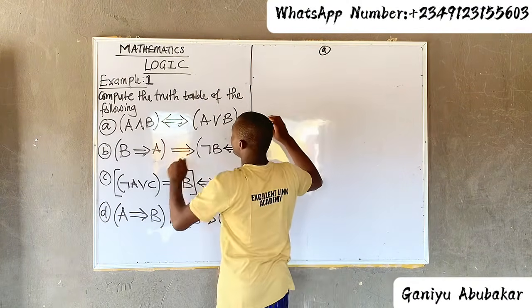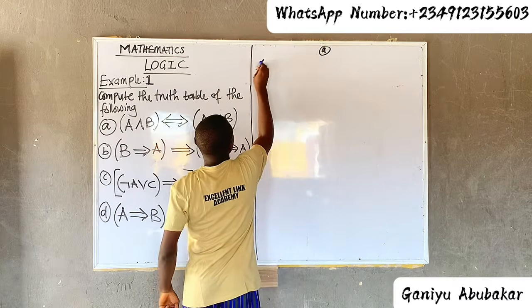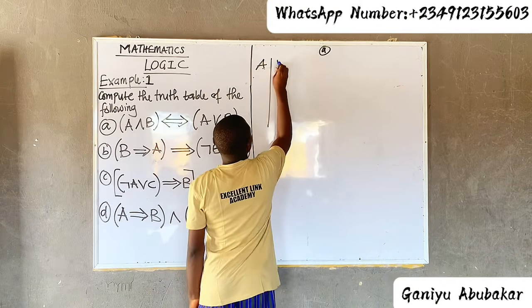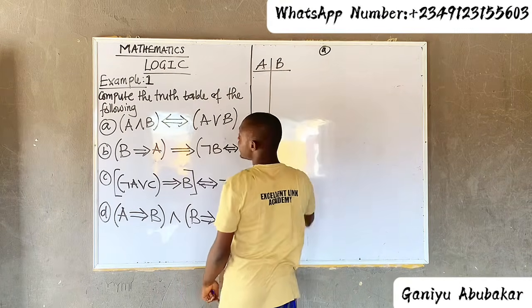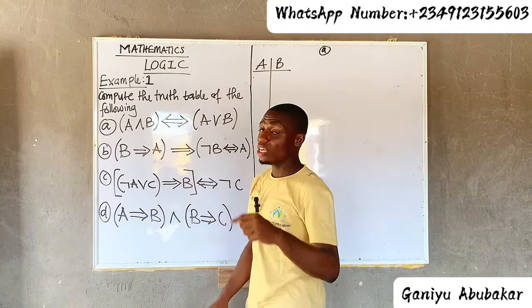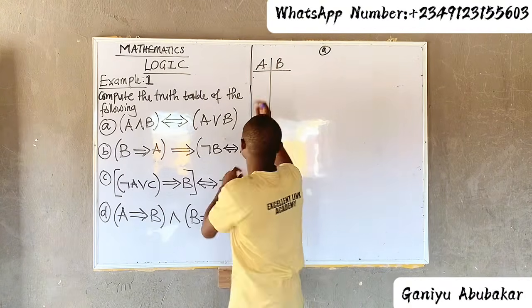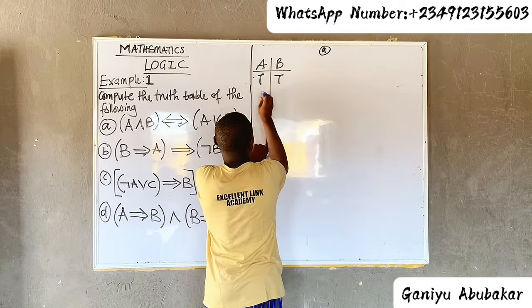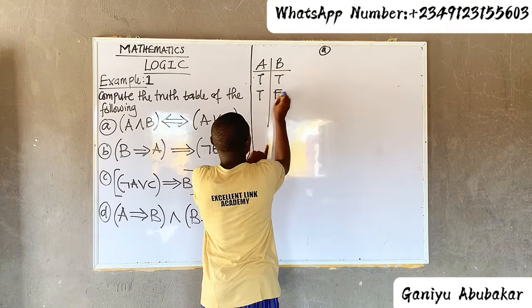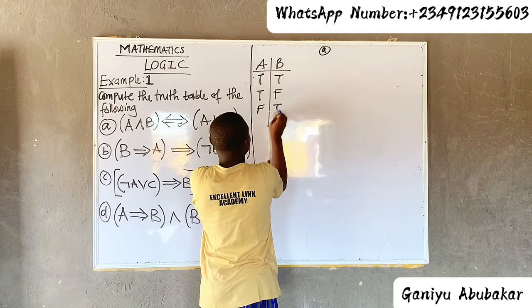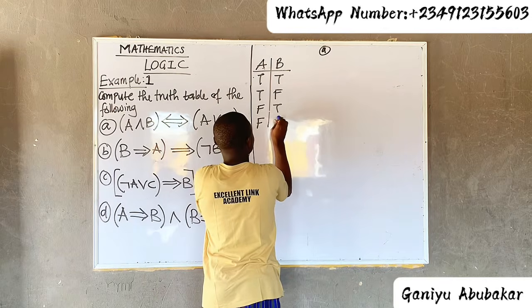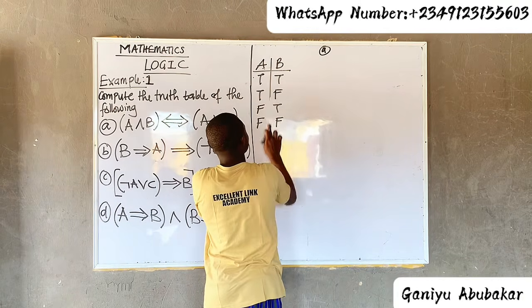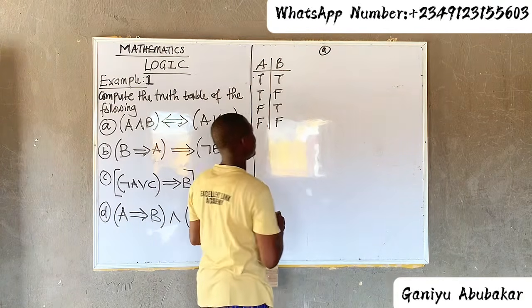Now, for number one there, I have two variables, A and B. If I'm to have A and B, please help me distribute my true and false. If I distribute true and false, I should have what there? True, true, true, false. What next there? False, true, and what? False, false. This is for a two variable A, B.